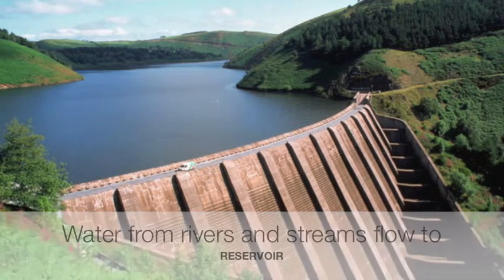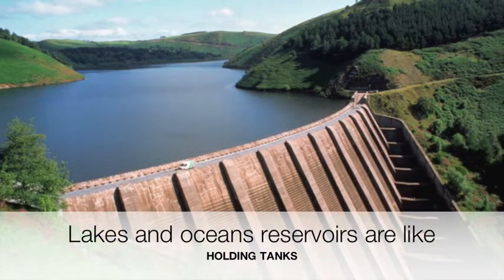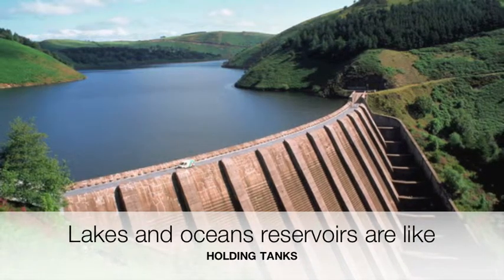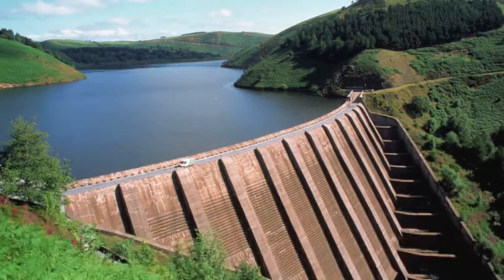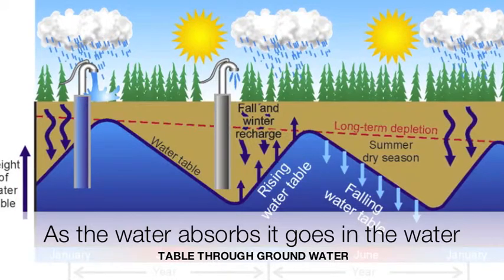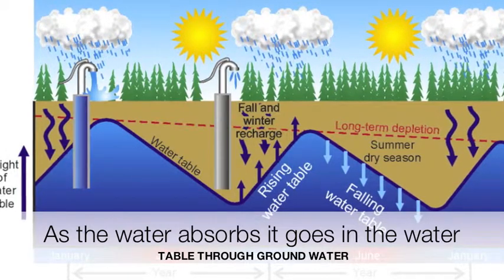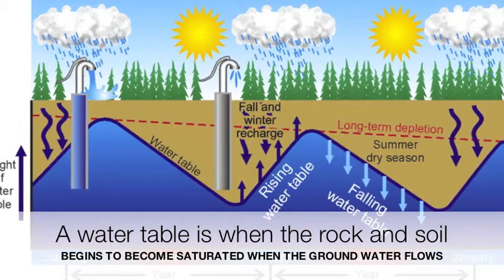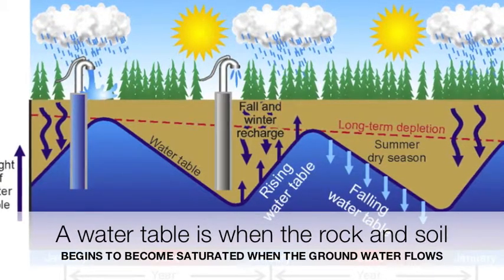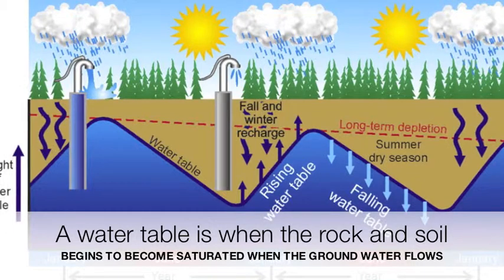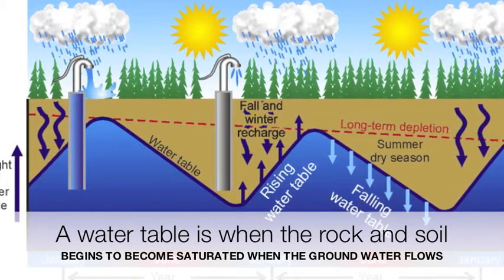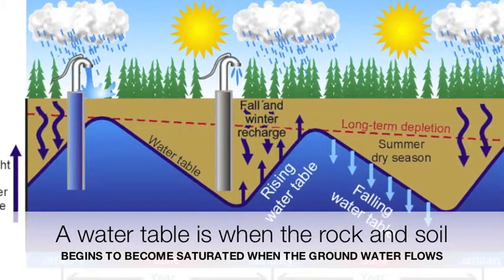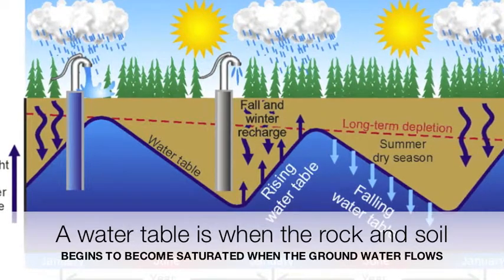Water from rivers and streams flows to reservoirs, lakes, and oceans. Reservoirs are like holding tanks. As the water absorbs, it goes into the water table. Through the groundwater, a water table is when the rock and the soil begin to get saturated.